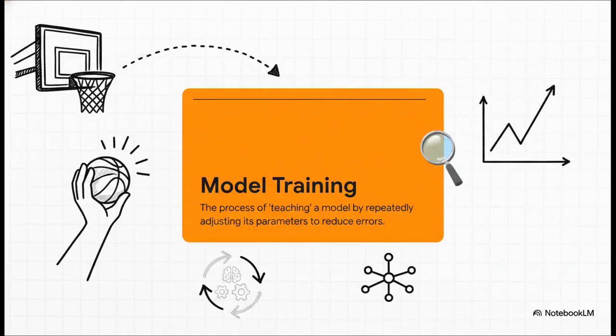Now we get to the main event, model training. This is that learning part we talked about earlier. The model makes a prediction, checks to see if it was right, adjusts its internal settings just a tiny bit, and then repeats this whole process millions of times. It's slowly getting better and better, just like practicing basketball shots to perfect your aim.